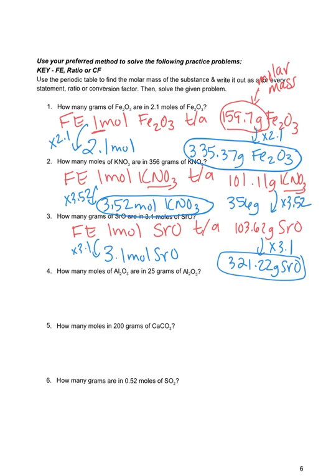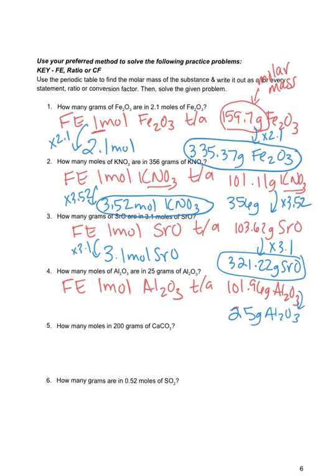Next, it says how many moles of Al2O3 are in 25 grams of Al2O3. So I find the molar mass of Al2O3, and then I write my for every statement. For every 1 mole of Al2O3, there are 101.96 grams of Al2O3. Now I look at my question and it says 25, again I'm just changing color to make it clear, 25 grams of Al2O3. So to go from this to 25, I multiply by 0.245. So I'm going to have 0.245 moles of Al2O3.